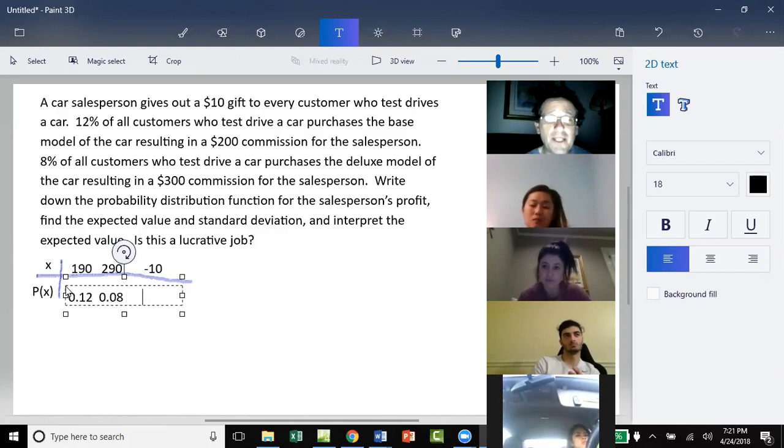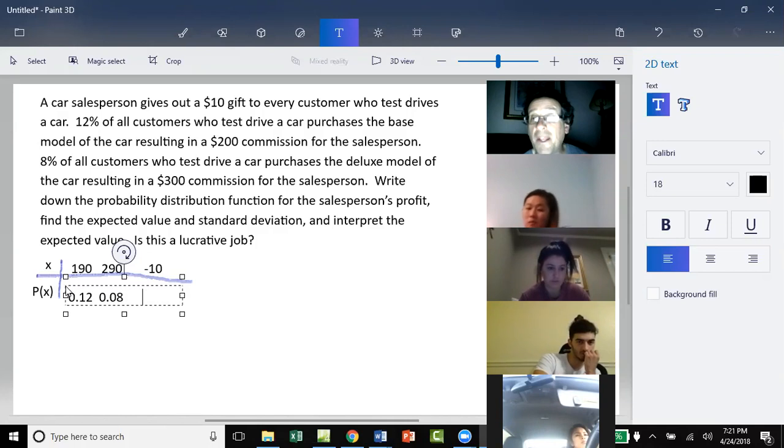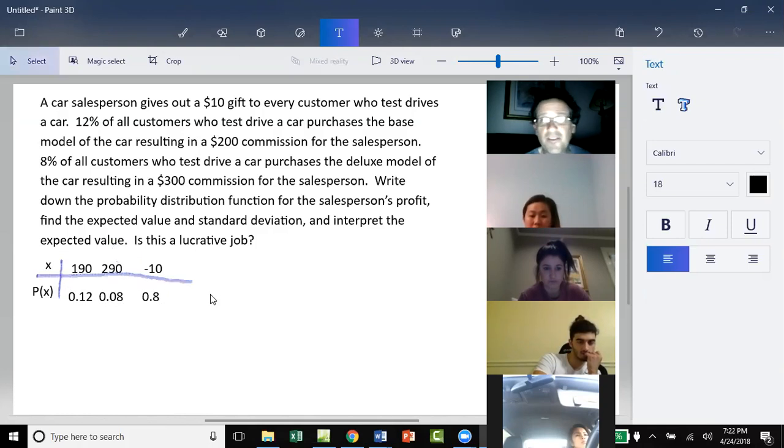What is the probability of profiting negative $10? 0.8. Yeah, 0.8. So notice that when you add up all the probabilities, you always have to get 1. So if you're on the very last one, you don't know it, you take 1 minus the sum of the others. So 0.12 plus 0.08 is 0.2. 1 minus 0.2 is 0.8. Any questions on that?